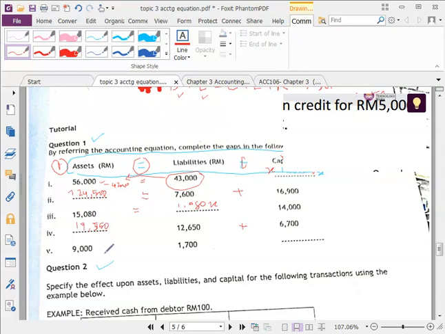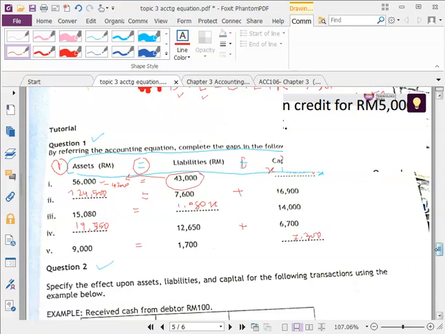Okay, so the last question. Asset is 9,000, liabilities is 1,700. So what is the capital? Okay. Berapa tadi? Sekali lagi. 7,000. Okay. Betul.